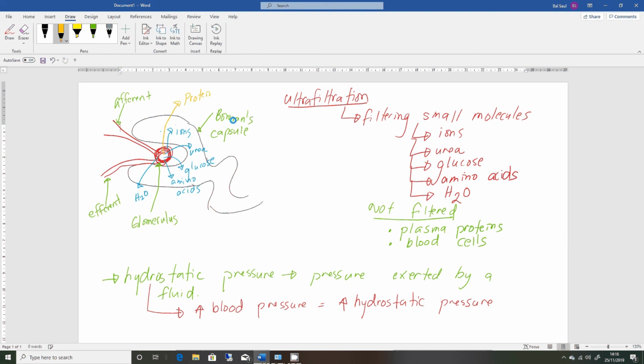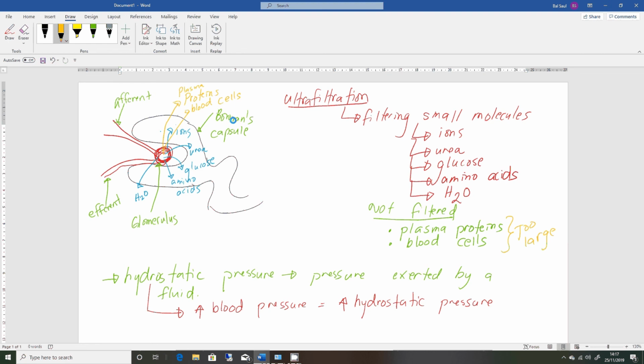Why is it that they can't? So you've got plasma proteins and blood cells. Like I said, the only reason why these are not filtered is because they're too large. When we say filter, this glomerulus is almost like a sieve. You know how you've got little holes in a sieve that allow small molecules, like water, to pass through, and then obviously filter out large ones. This is exactly the same as that. So it's filtering small ions, urea, glucose, amino acids, but stopping the movement of plasma proteins and blood cells into the Bowman's capsule.